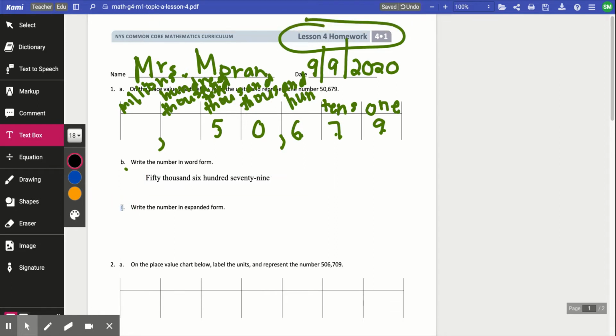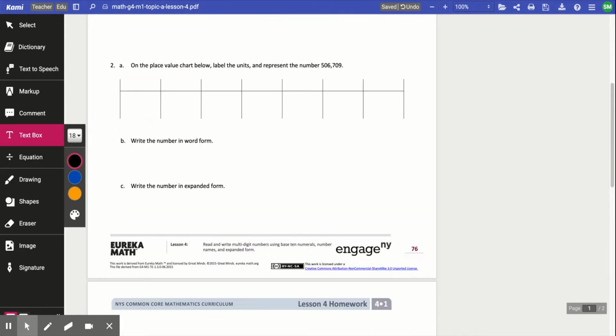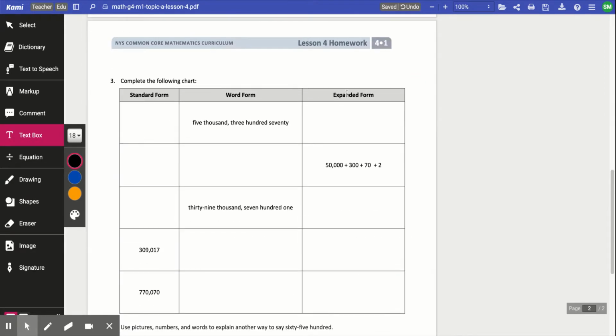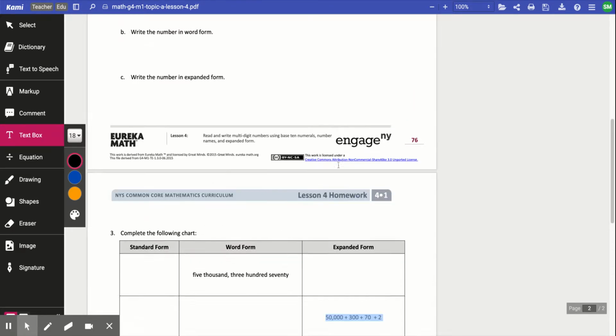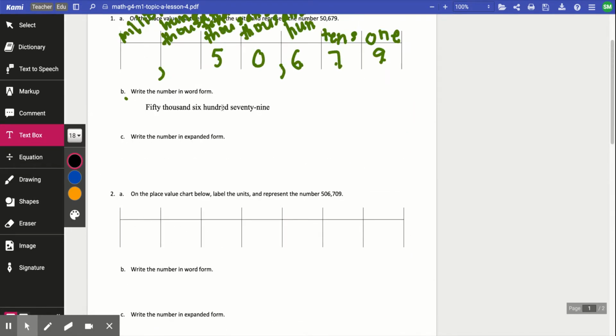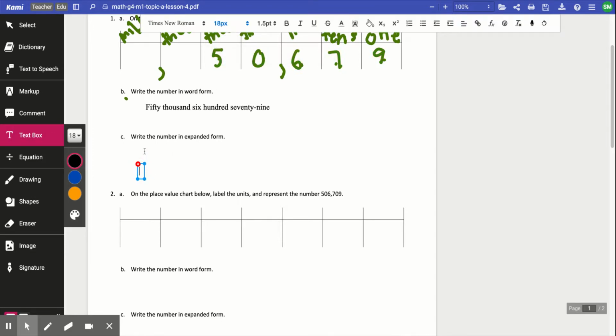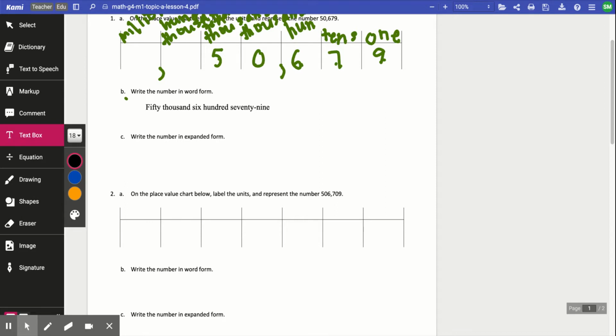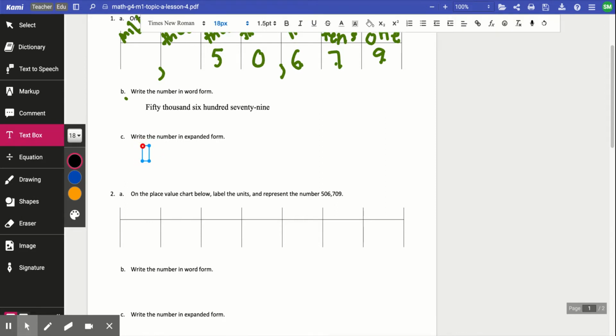Let's see. Problem C says, write the number in expanded form. Now, expanded form, you're going to be expected to do it down here as well. And look, there's even a model in here for us, so we can learn from it. Expanded form is the way that we write a number when we include the zeros. And by including the zeros, we're showing the value of the digits, right? This isn't a 5. It is a 5 10,000s.